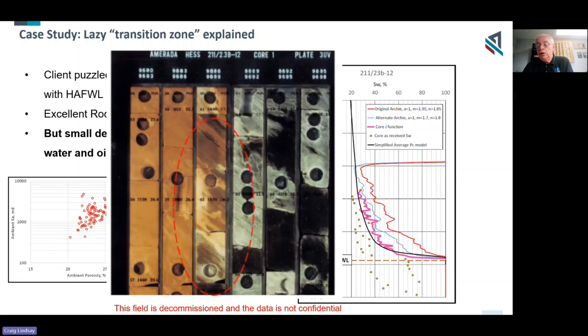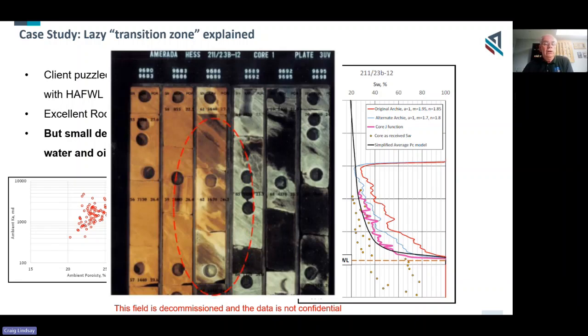You can see here, rock quality is very high. We've got hundreds, if not thousands of millidarcies. But from the logs, they had a very lazy, very slow change in water saturation with height, and they thought this is not possible. It's a really high reservoir quality.